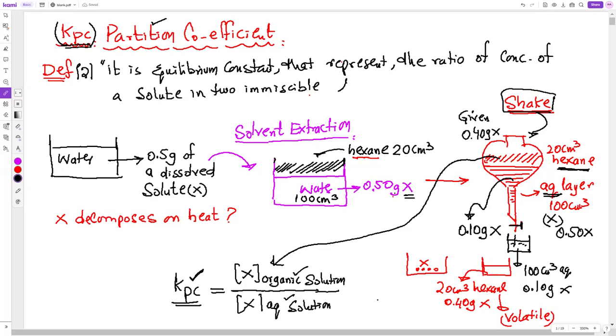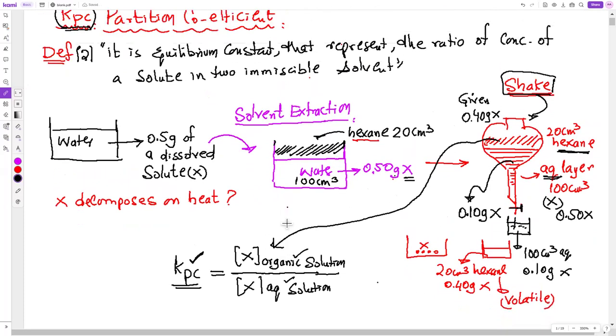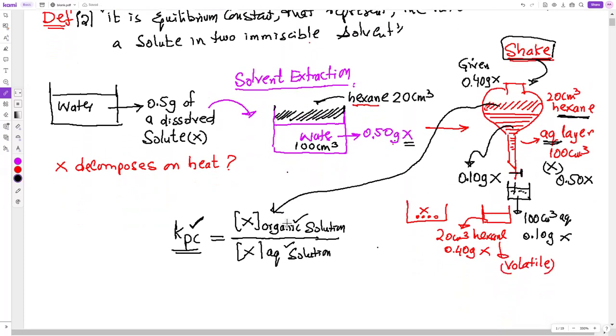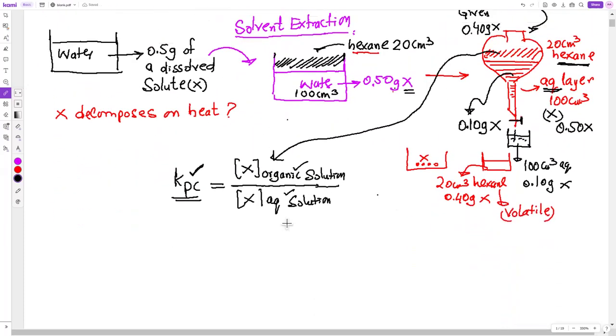In two immiscible solvents. This formula is also telling you the ratio of concentration of a solute. So this is how KPC is, and this is how you need to define KPC. Now, beta, how would we calculate this KPC?